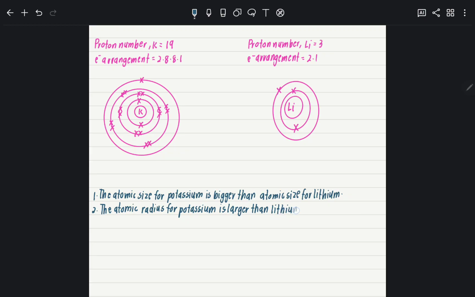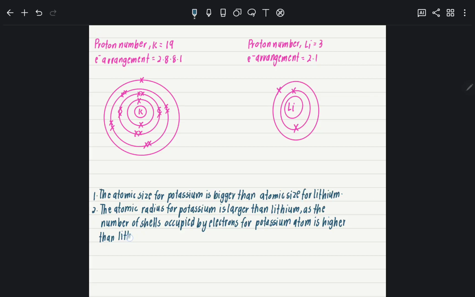The number of shells occupied by electrons for potassium atom is higher. The number of shells is many, it is higher than lithium atom.